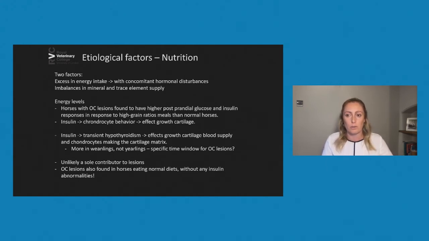These thyroid hormones, T3 and T4, are involved in chondrocyte differentiation and growth cartilage blood supply before it's ossified. A disturbance in this can retard growth cartilage blood supply, which we discussed earlier is directly linked to failure of endochondral ossification. This effect was seen more in weanlings than in yearlings, and it suggests a specific time window.